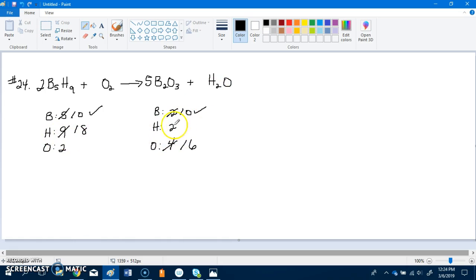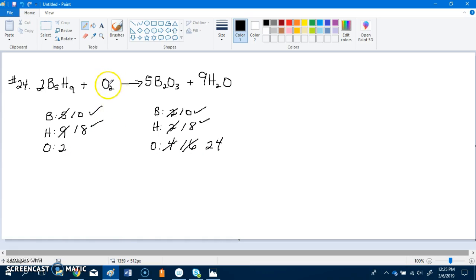So my next thing I'm going to do is go ahead and balance out my hydrogens. So I have 18 hydrogens on my reactant side. I'm going to put a 9 in front of this hydrogen here. That's going to then balance out my hydrogens. It will change my oxygen count. So I'll have 5 times 3 is 15, plus 9 oxygens is going to give me 24 oxygens altogether.